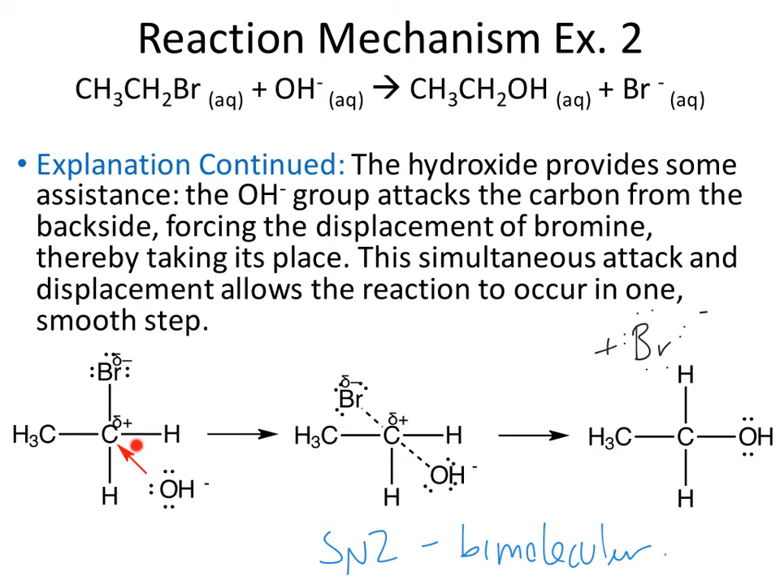So you can see that this actually happens in one step. This OH simultaneously latches on while the bromine is being displaced, and this allows the rate to be dependent on both this molecule and this molecule over here. If we increase the concentration of this or we increase the concentration of this, this will allow the reaction to happen more quickly because it depends on both of these.